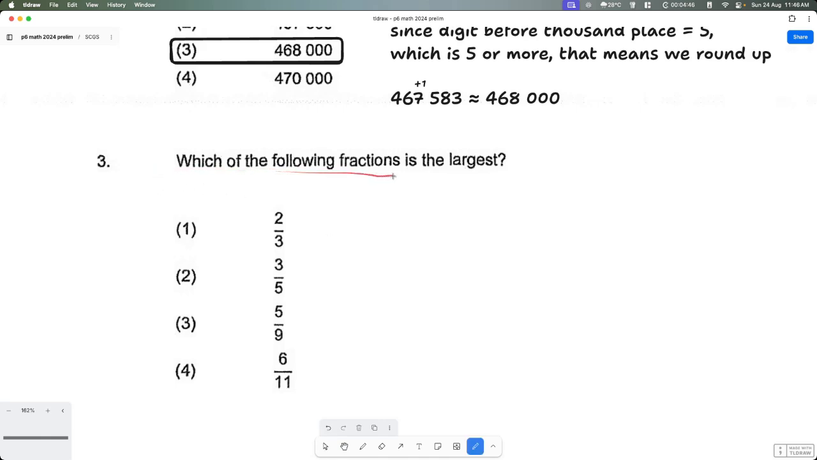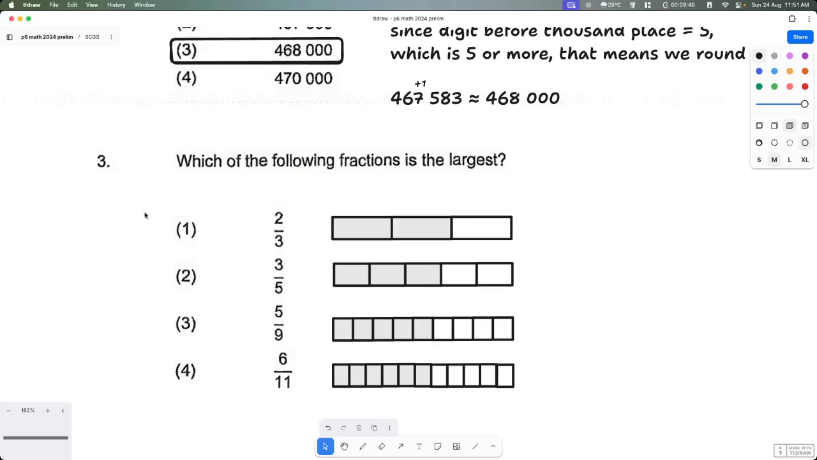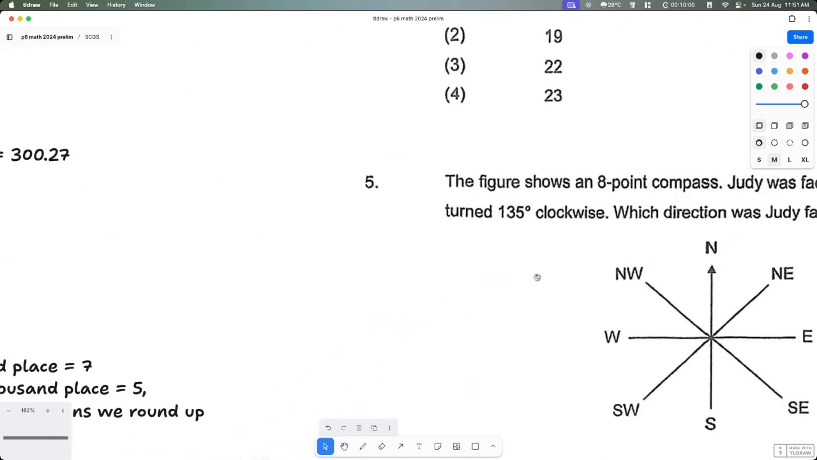Which of the following fractions is the largest? I visualize question 3 over here. You could see that 2 out of 3 is bigger than 3 out of 5, which is bigger than 5 out of 9, which is bigger than 6 out of 11. So in this case, the answer is 2 over 3. Okay, let's move on to question number 4.